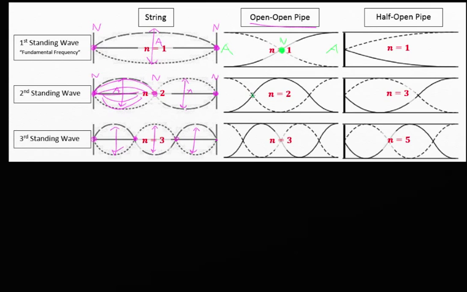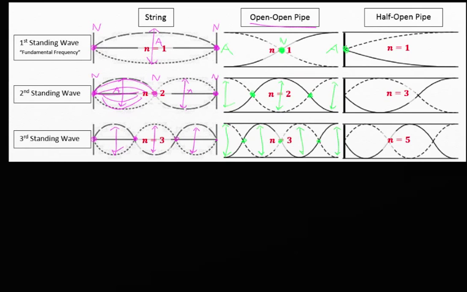All right. When we move on to the next one, we just add another node and another antinode. Let's draw those antinodes in there real quick. And then we go to the next one. Now we have 4 antinodes and 3 nodes. I've drawn my 3 nodes. Here are my 4 antinodes. So each time we move from one to another, and different musical instruments get set up in different types of standing waves.